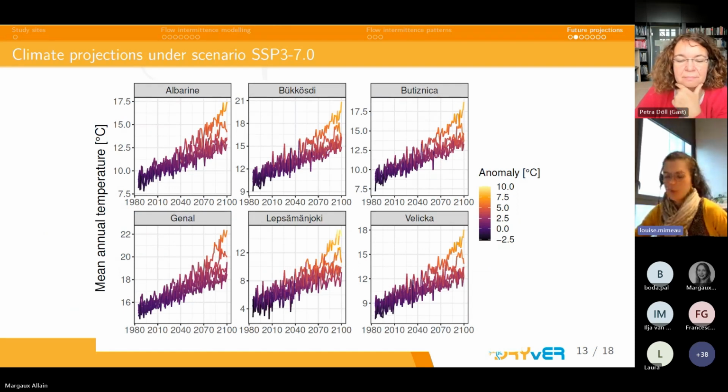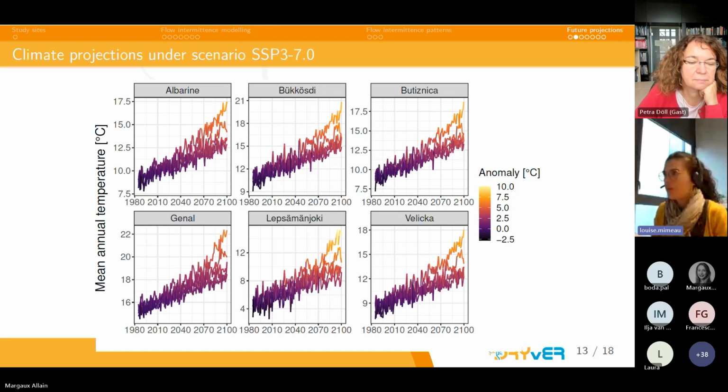So first I will show you quickly some results about the change of climate in the 6 catchments. So here you have the evolution of temperature. I will always show results for the scenario SSP3 7.0, and you can see that there's a strong increase of temperature for the 6 catchments with, on average, an increase between 4 and 5 degrees regarding the historical period by the end of the 21st century. Next, please.